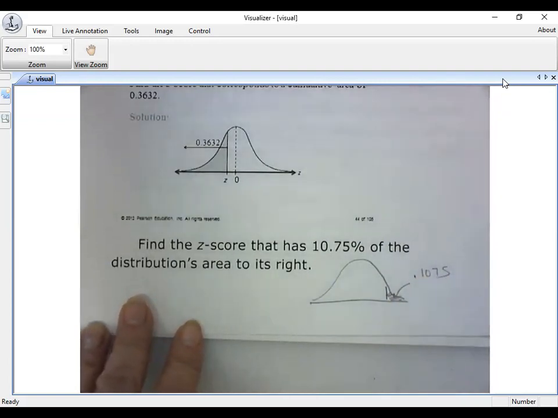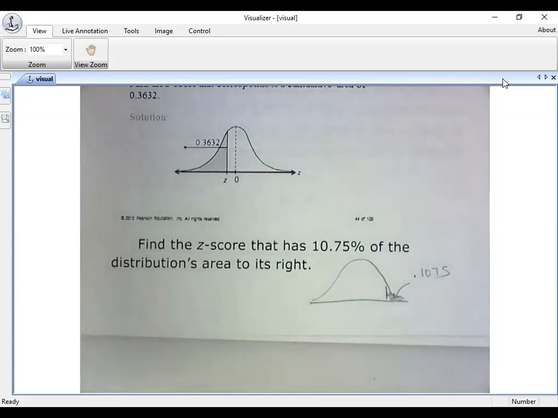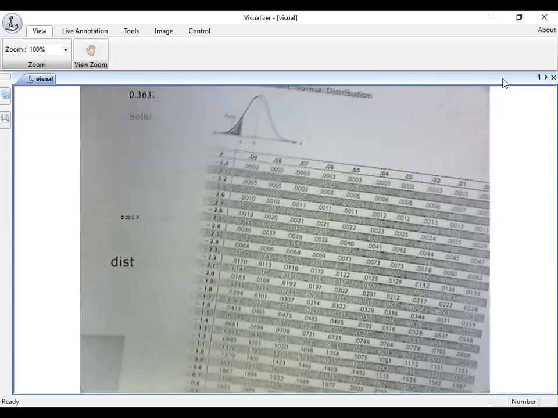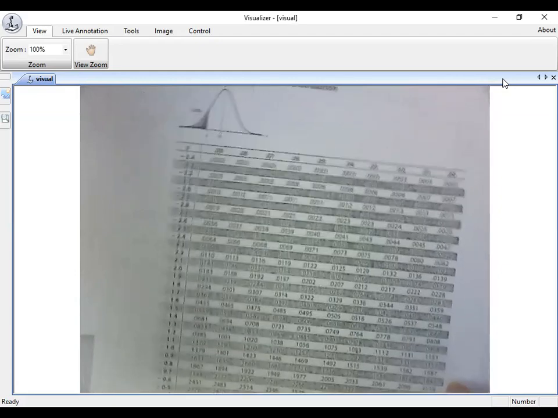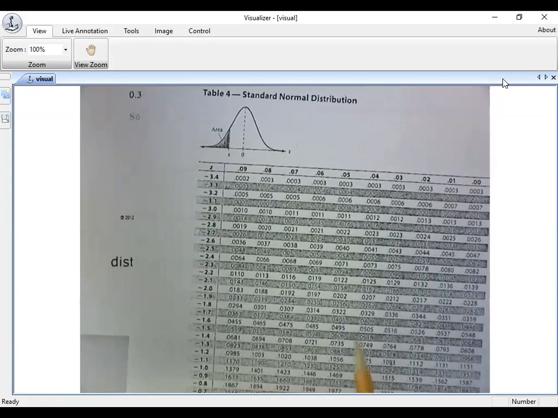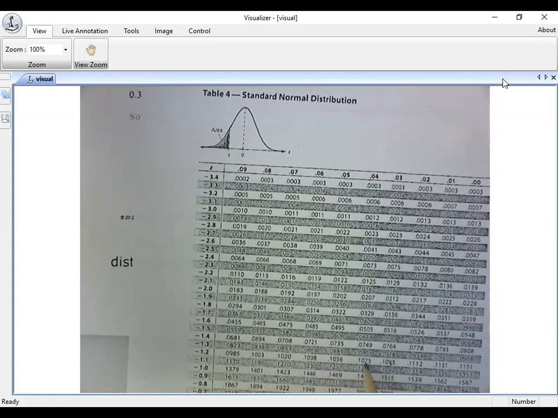Okay. Now, if I go to look in the table and I look at 0.1075, I'm looking on which side? I'm looking on the negative side. So if you look at 0.1075, that looks like it's a negative 1.24. But I know this needs to be a positive number, correct?